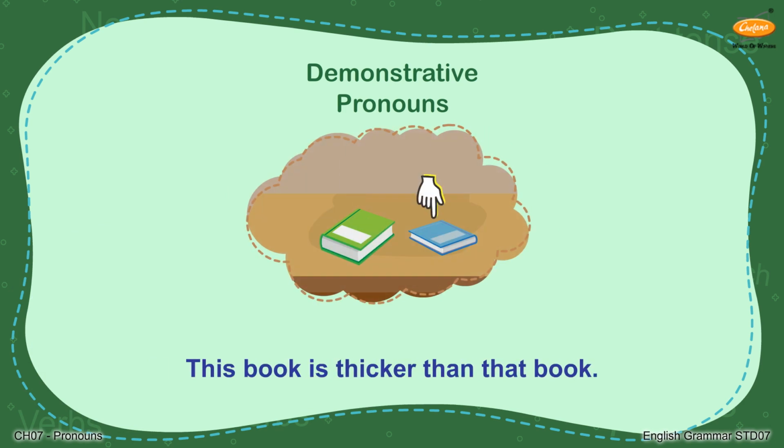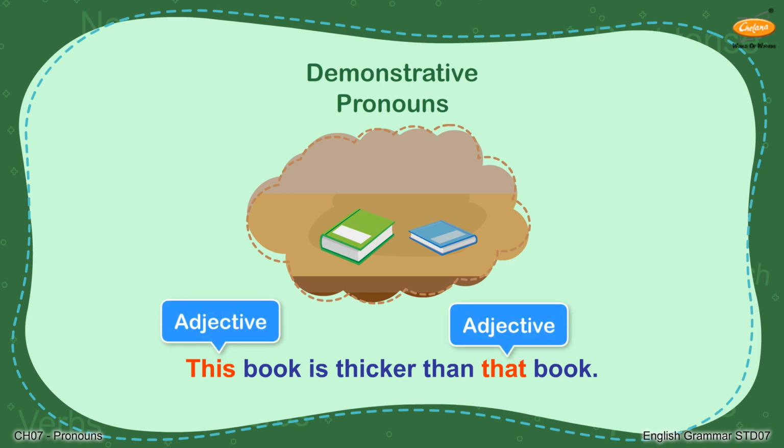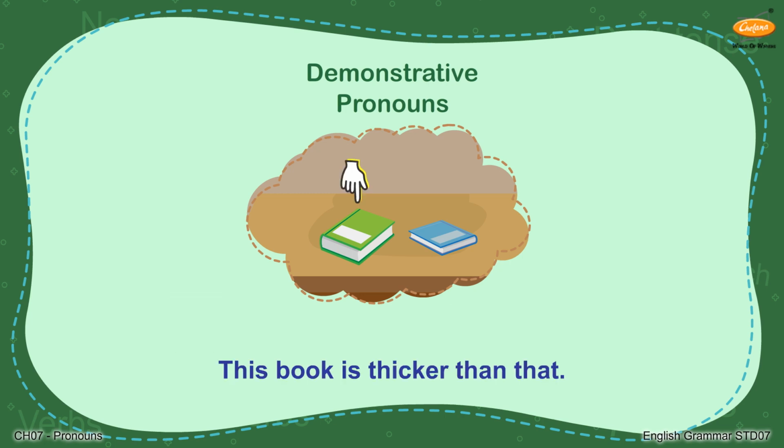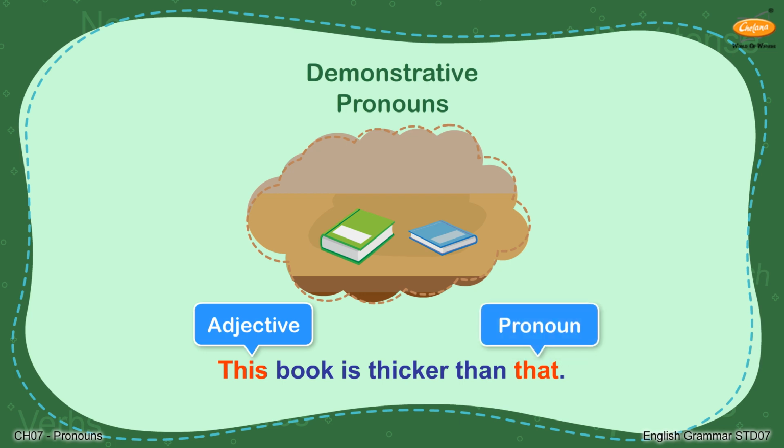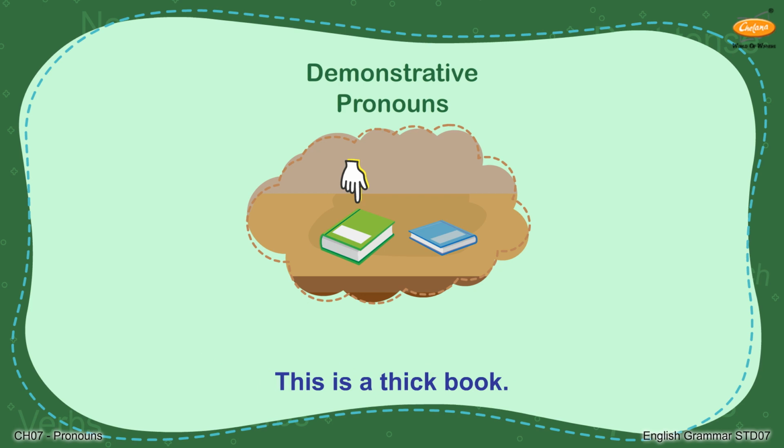This book is thicker than that book. In this sentence, this and that describe 2 different books, so they are adjectives. This book is thicker than that. In this sentence, this describes the first book, so it is an adjective. That replaces the second book, therefore it is a pronoun. This is a thick book. In this sentence, this is used to point out the noun book indirectly. Therefore, in this sentence, this is a pronoun.